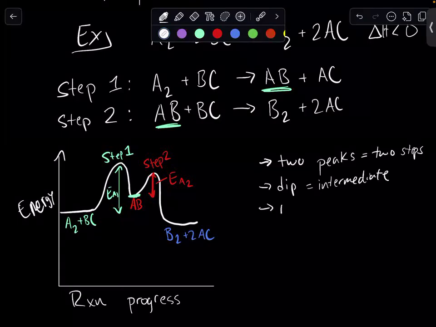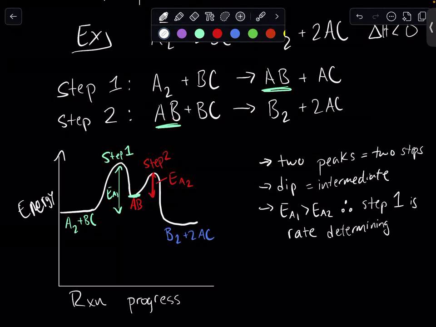We see that our activation energy 1 is greater than activation energy 2. Therefore, we can determine step 1 is rate determining. Usually the higher activation energy is the rate determining step. Lastly, if we see our delta H is less than zero, which it is in this case, we know that this is exothermic. So we can determine quite a bit just from an energy profile of a reaction.